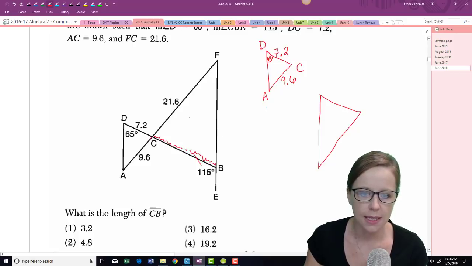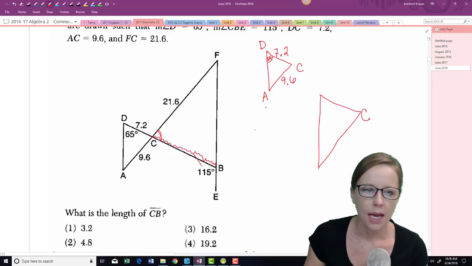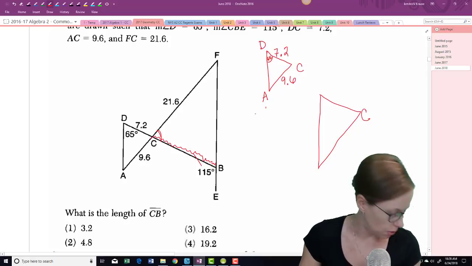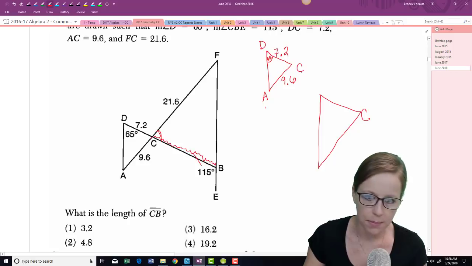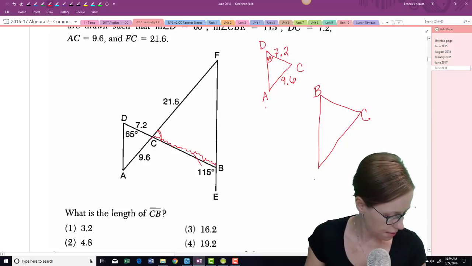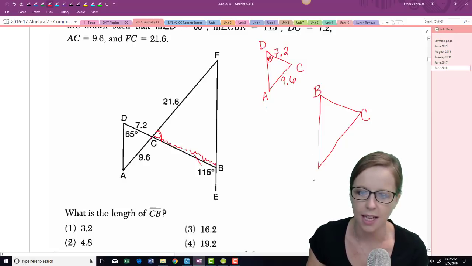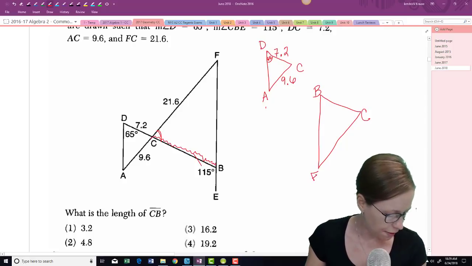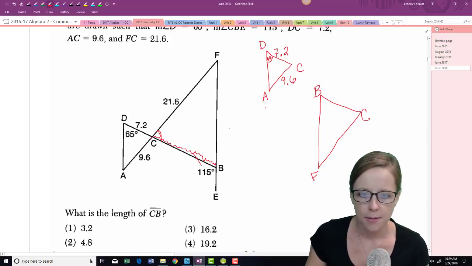Well, we know that C is congruent to C, right? So C is going to be here. And what else did they tell us? So we have to know that B matches with D. So B is going to go here. And F, wait, is it F? No, yeah, it's F. Hello. F matches with that. Okay. So C to F is 21.6.